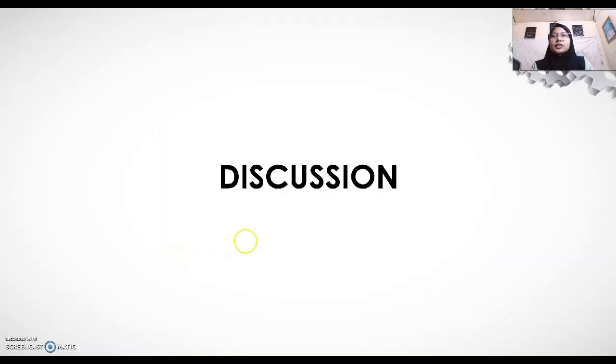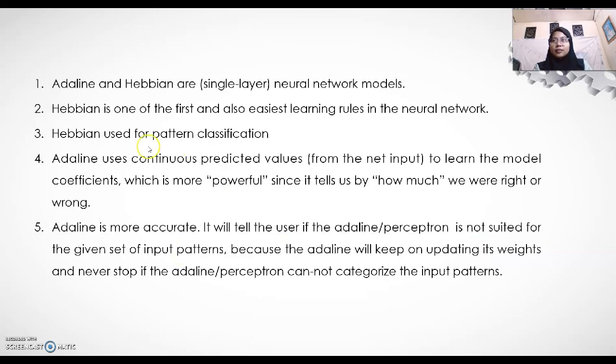Okay, last one is the discussion. First, Adaline and Hebbian are single-layer neural network models. Hebbian is one of the first and also easiest learning rules in neural networks. Hebbian is used for pattern classification, and Adaline uses a continuous predicted value to learn the model coefficients, which is more powerful since it tells us by how much we were right or wrong.